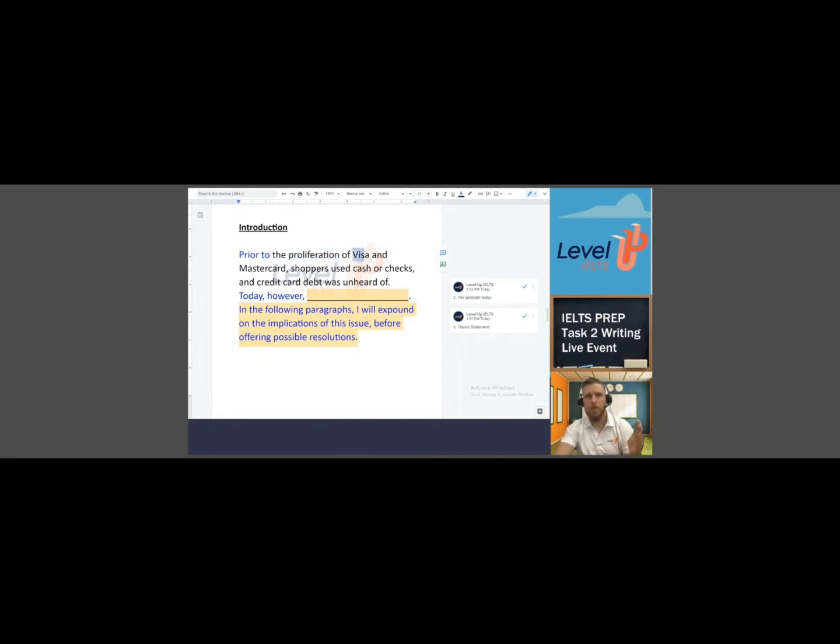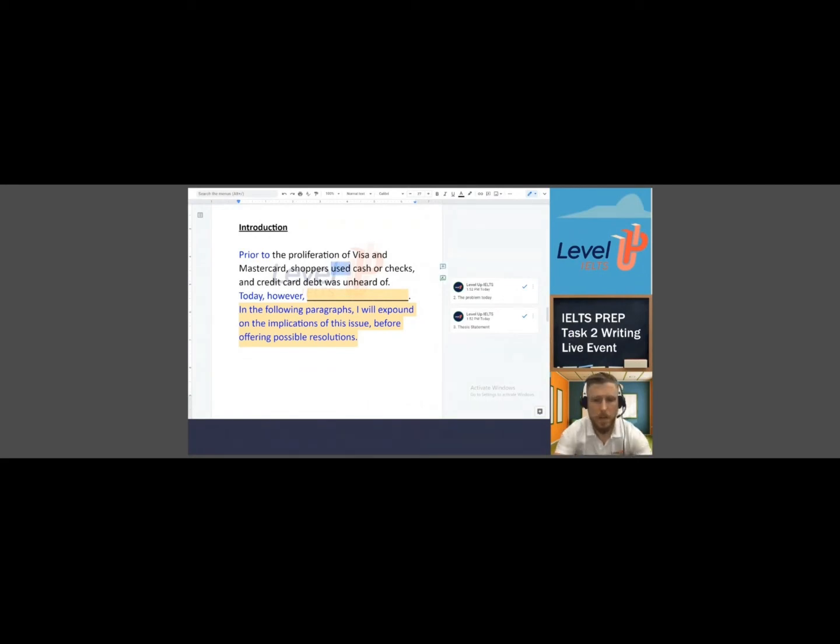We've shown Visa and MasterCard, we don't have to steal from the task question. We know some parallel expressions. And boom, shoppers. And by the way, right there, I think we can add something that would show our grammar a bit, like a relative clause. So we can add when, prior to the proliferation of Visa and MasterCard, when shoppers used cash or checks, right? Oh, I see what you're saying.